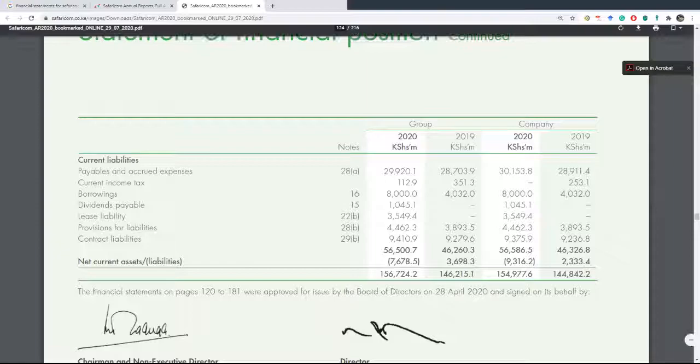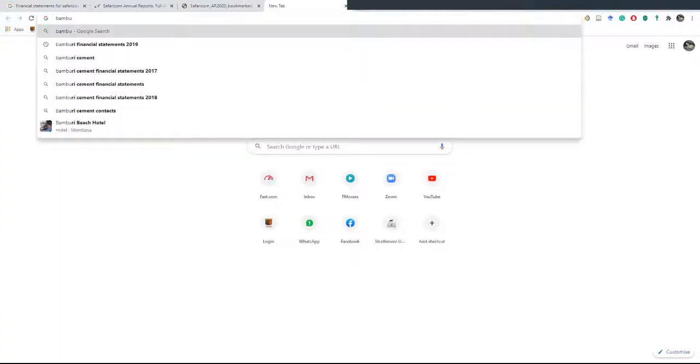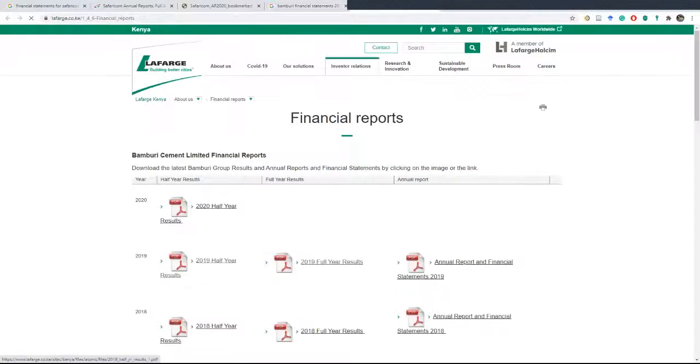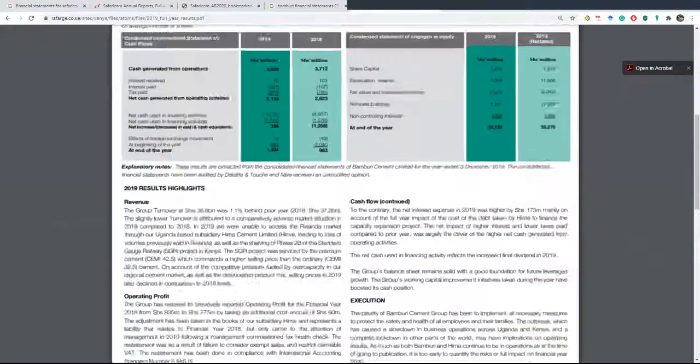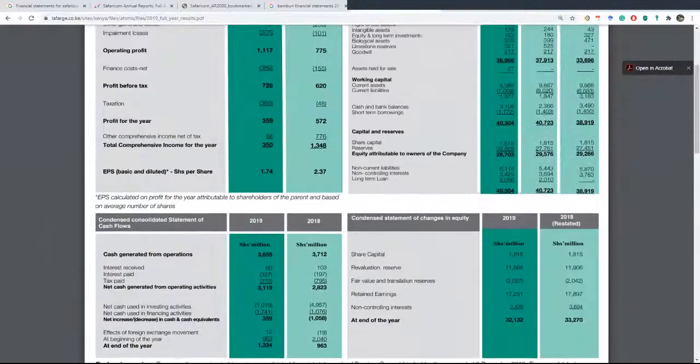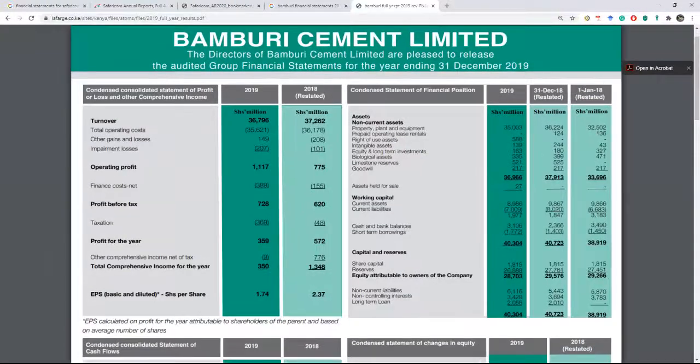Let's do an example, like Baburi. You don't have the accounts for year 2020, so let's see if you can get the accounts. Okay, this is more manufacturing. Therefore, what do you expect? We expect to have a positive. There's no full year for 2020, but let's take 2019 here. So this is from Baburi for 2019 current assets.